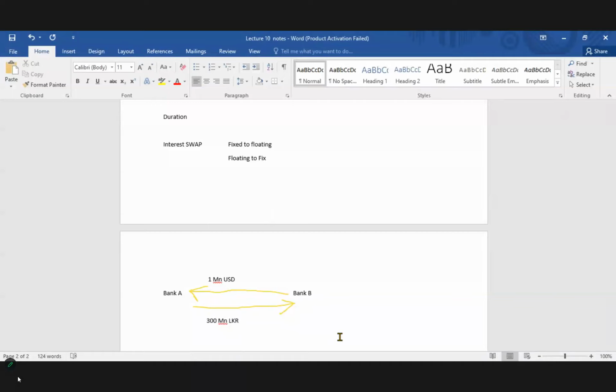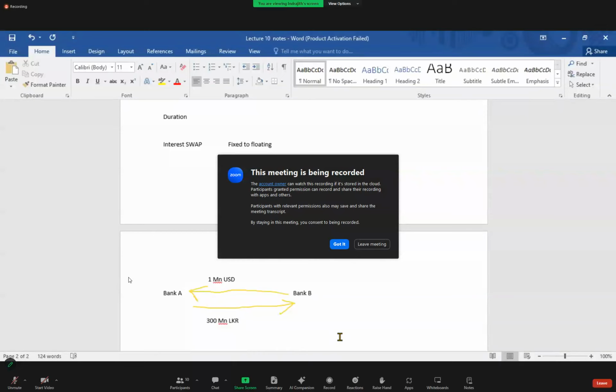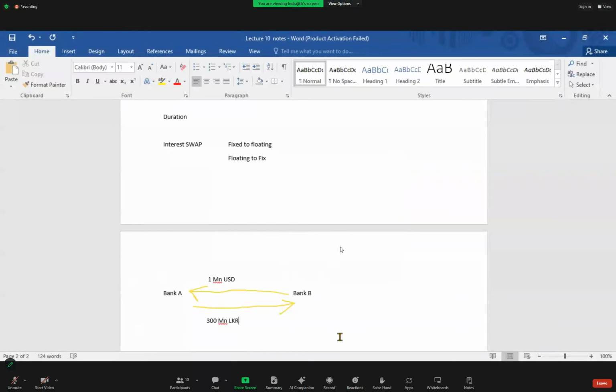I give my side. I basically honor my obligation, but I'm not too sure whether the other party has settled me or not. So when I say I'm not sure, I'm not certain, that means there is a risk. What is that risk? Whether they will settle or not, or whether they will transfer the dollars or not. Right? So that risk is called settlement risk. Any questions on that? You need to understand these things very well.